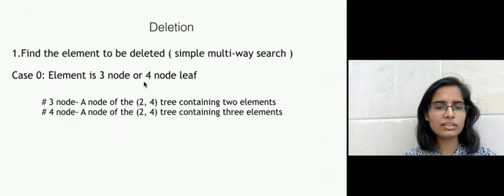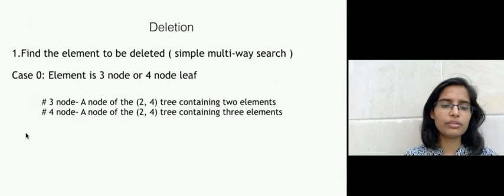So if the element is a 3-node or a 4-node leaf, these are just the terminologies that are used. A 3-node is a node of a 2-4 tree that contains 2 elements, and a 4-node is a node that contains 3 elements. So removing an element from a 3-node or 4-node is quite trivial, but removing it from a 2-node would be difficult. So that would be a different case. Let's see it with an example.